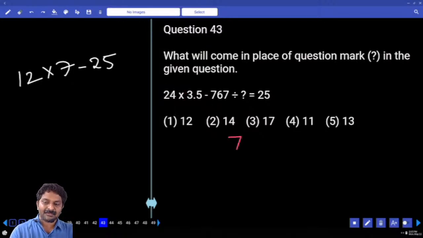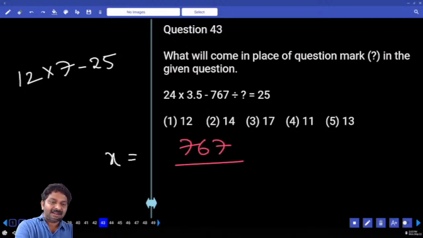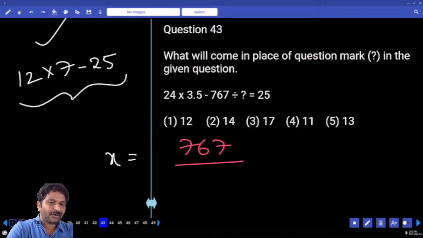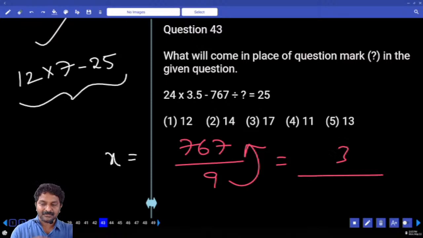And this entire number is equal to 767 divided by x only. Then the x value is equal to 767 divided by this number. This number ends with 4. 4 minus 5 ends with 9. 9 into which number ends with 7? How many? Done.